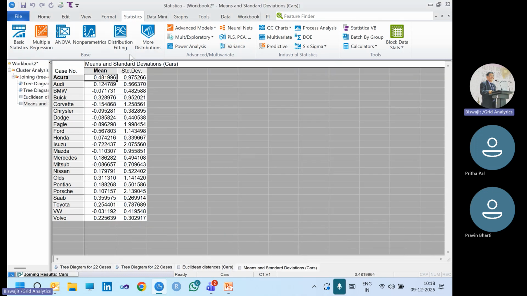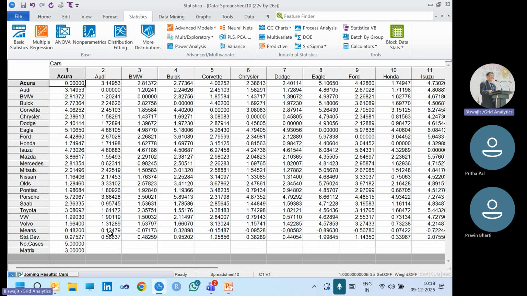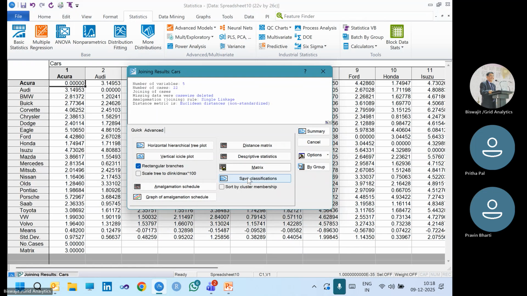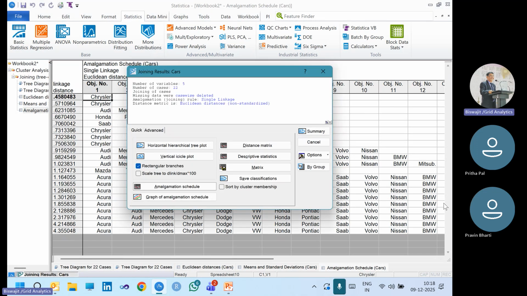I can get the descriptive statistics. I get again the distance matrix. Again, on the basis of the distance metric, I can see the various clusters here. If I look at row number 1, on the basis of the distance metric, the Chrysler and the Dodge have been clustered. So I get different outputs under this.